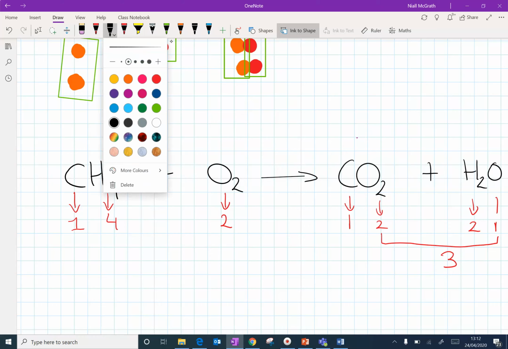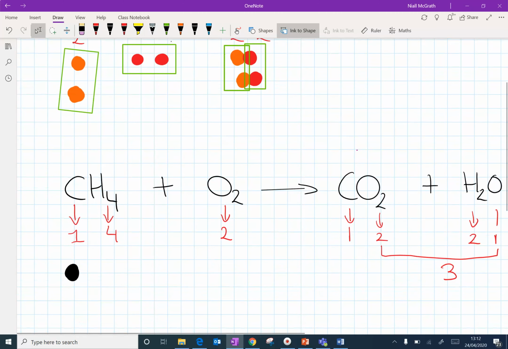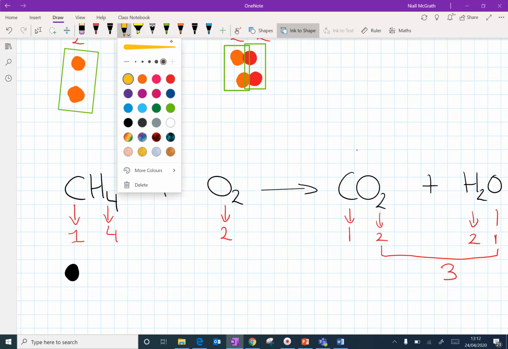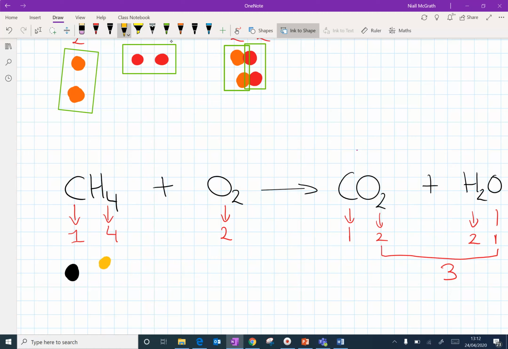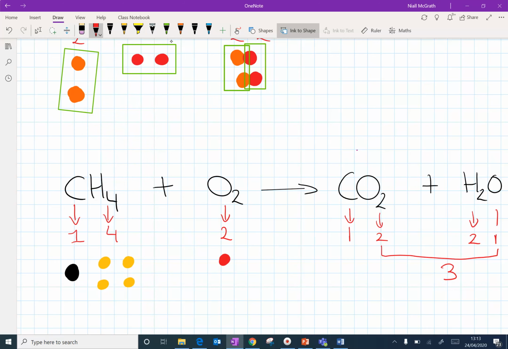Again, I'm just going to draw these out. So you have 1 carbon, we have 4 hydrogens. Now they're bonded together, they're one compound, but we'll represent them like that for now. Then we have 2 oxygens on this side.